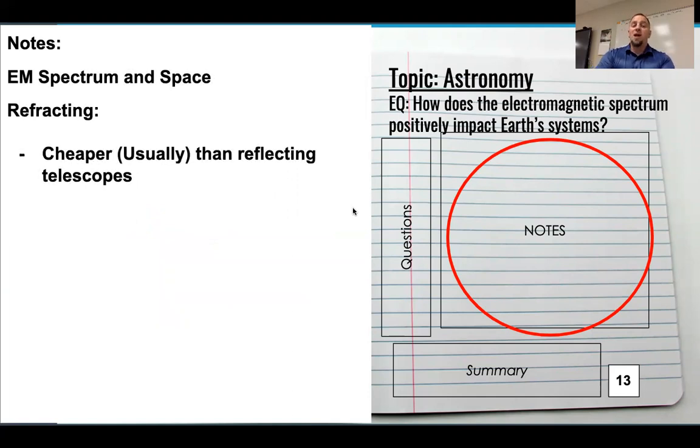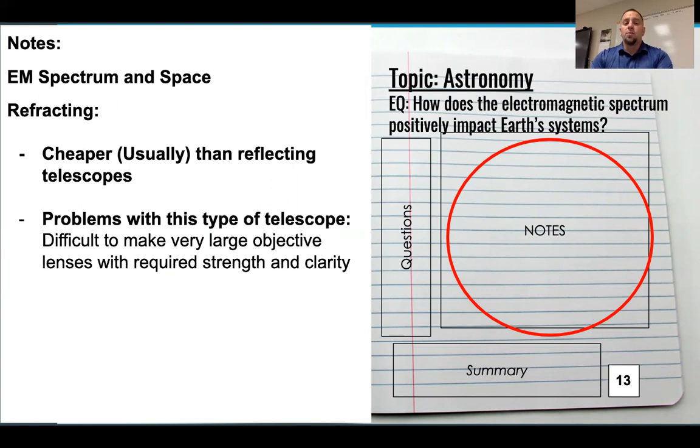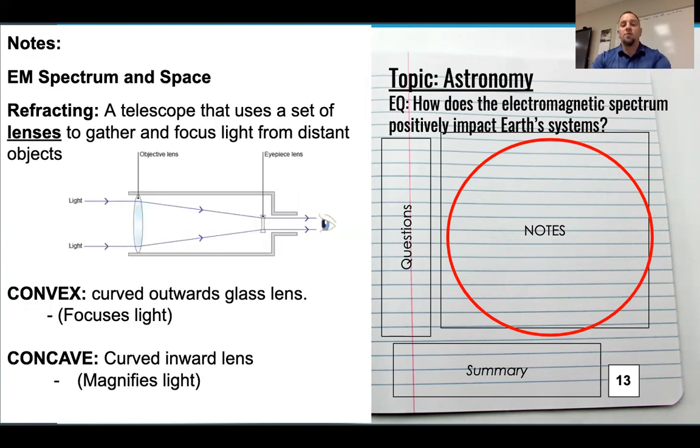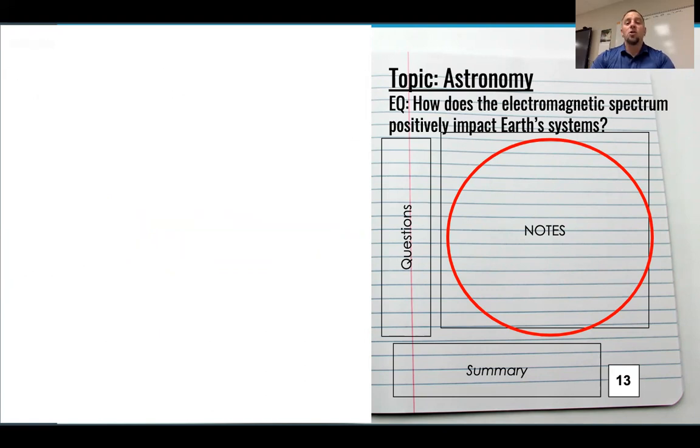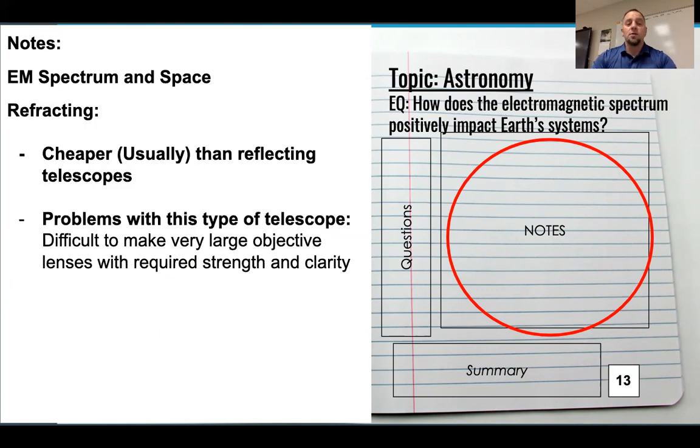So a refracting telescope, like the one we just looked at, is usually cheaper than a reflecting telescope. And we'll get into why that is in a minute. The problem with this type of telescope is that it's difficult to make a very large objective lens. Remember that objective lens is the very front lens in the telescope. It's hard to make a very large objective lens with the strength and clarity that would be needed to see these really far out objects.